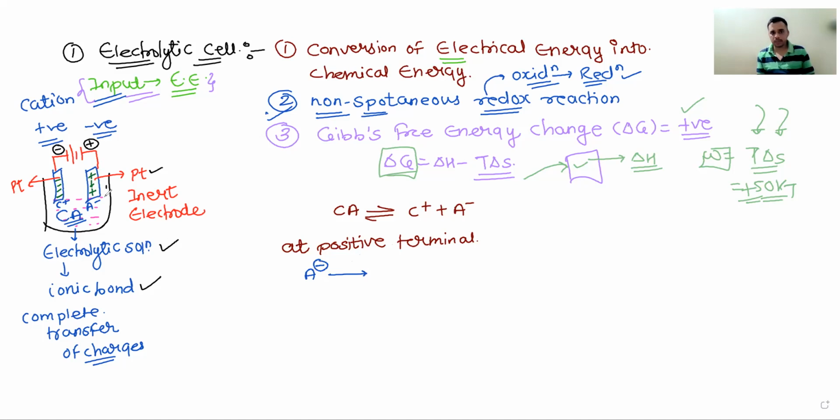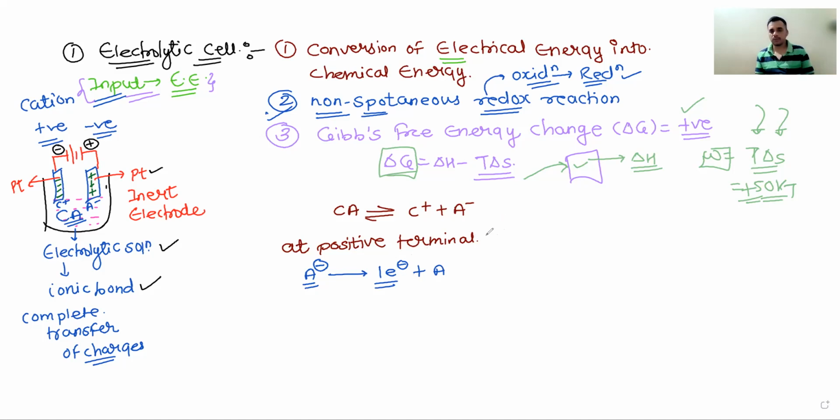give its electron to that particular electrode. So one electron will be given and it will convert to A. So what exactly is happening over here? That is loss of electron. A is losing one electron over here. This is the left hand side, meaning reactant part, and this is the product part. So A is going to lose an electron.